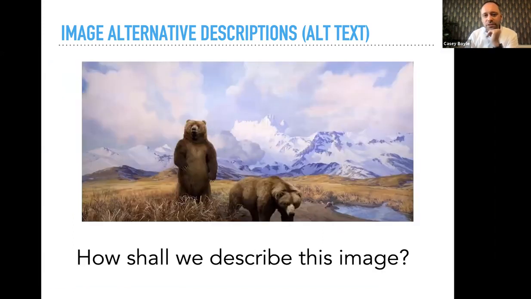So how would you describe this? You can put a quick description in the chat if you want. Give it a go. All right, Addie, thank you. Two Alaskan brown bears. One is on two legs, one is on four legs. A small lake and snow-capped mountain is in the background. Oh, that's really good. That's really good.